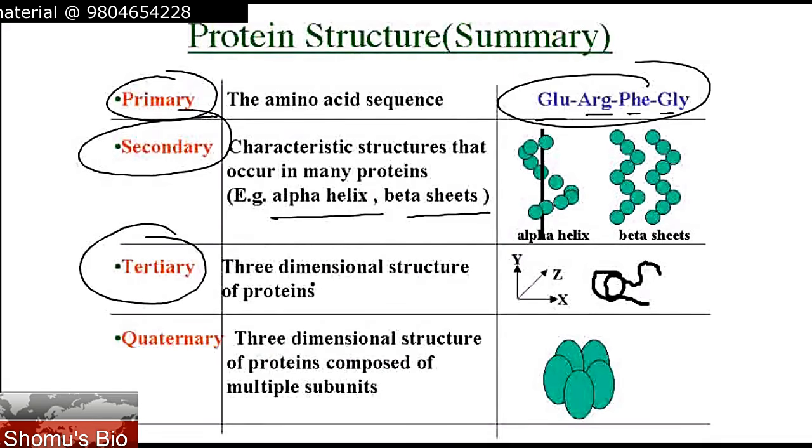Tertiary structure. Tertiary is the three-dimensional structure of the proteins. When the secondary structures are formed, then those secondary structures will interact with themselves. Like alpha helix or beta sheet, those structures will interact and they will form this tertiary structure.